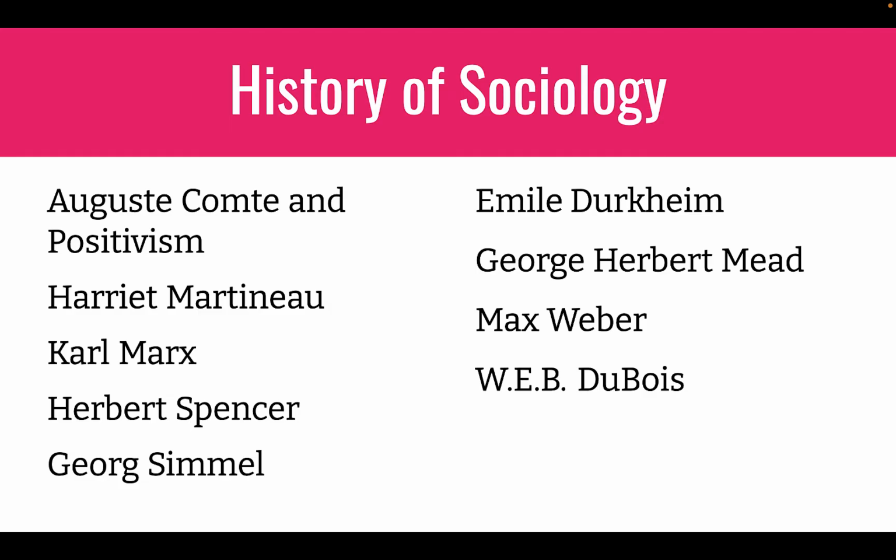Once you get past that Enlightenment period, you have thinkers like Comte, who came up with the concept of positivism. So he stated that sociology needed to be treated like any other scientific discipline. He laid the groundwork for the discipline, though he called it social physics, which to me sounds way cooler. Maybe we should have stuck with social physics instead of sociology.